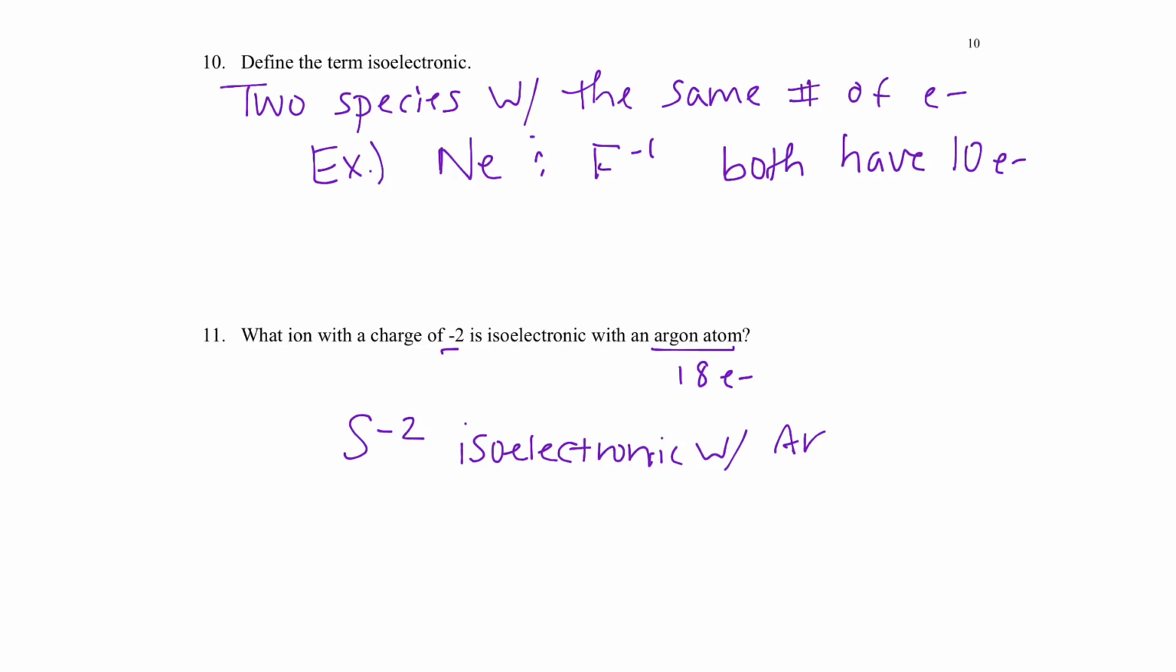Argon would have 18 protons and 18 neutrons. Sulfur over here, the sulfide ion, would have 16 protons but 18 electrons.